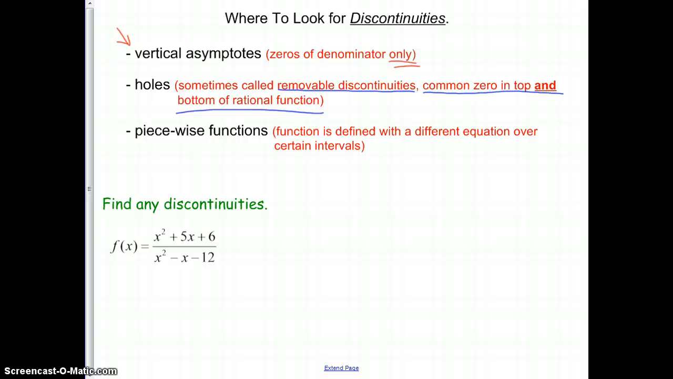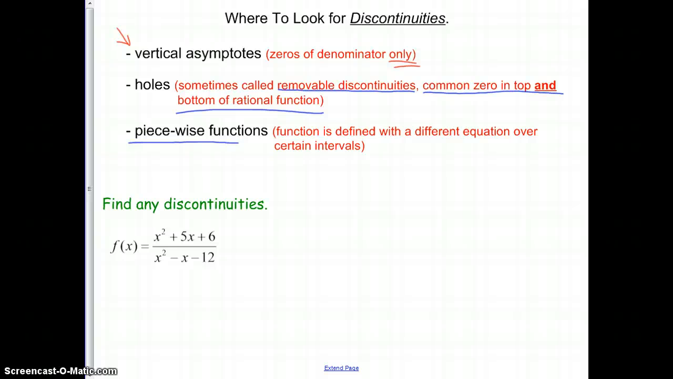All right? Now, the third type of discontinuity, there's a thing called a piecewise function. Basically, it's a function made up of different equations. So you're going to use this equation for these x values, a different equation for these x values, maybe a third equation for other x values. And I'll show you an example of that in a minute.